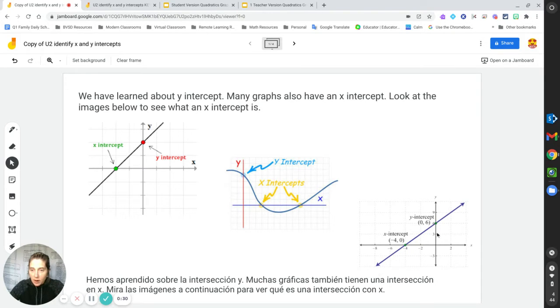And this line right here has a y-intercept and an x-intercept, with an example of what the coordinates would be. This point right here is (0, 6). The x-intercept is (-4, 0).